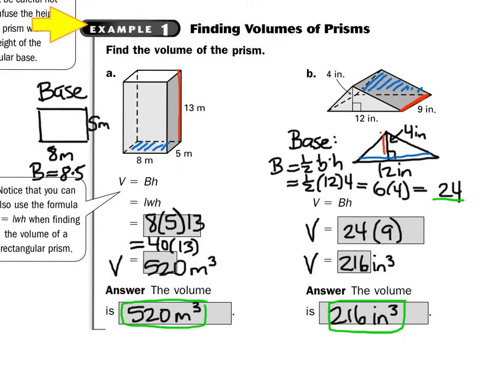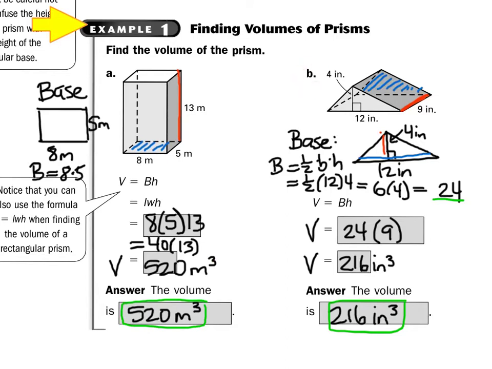Okay, so take a look at example 1, finding the volume of prisms. Find the volume. So take a look at A. I made the base blue and I drew it over here. So this rectangle is right here. So one edge of the rectangle is 8, the other is 5. So the base area would be 8 times 5, which is 40. So now for the volume, I do the area of the base times the height, how far the bases are apart. So that would just be 40 times 13, which is 520. And this time, remember, volume is three-dimensional, so label it meters to the third power.